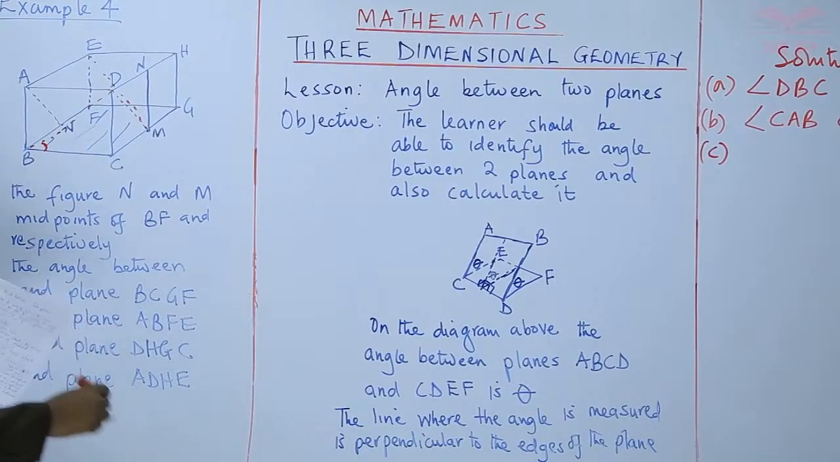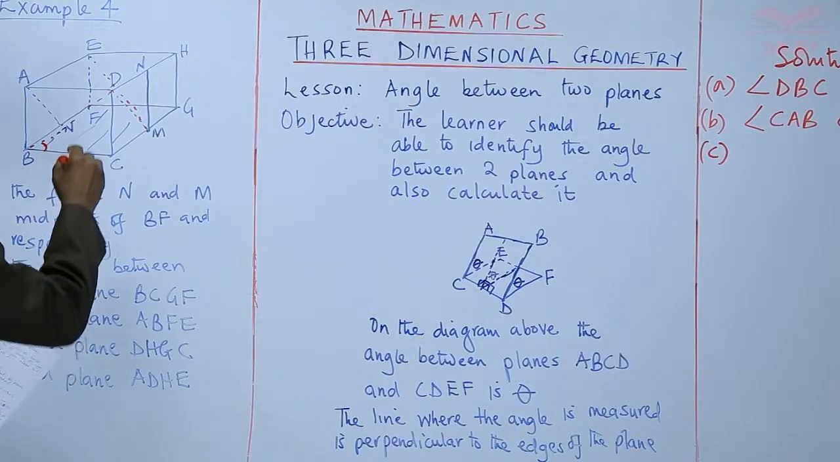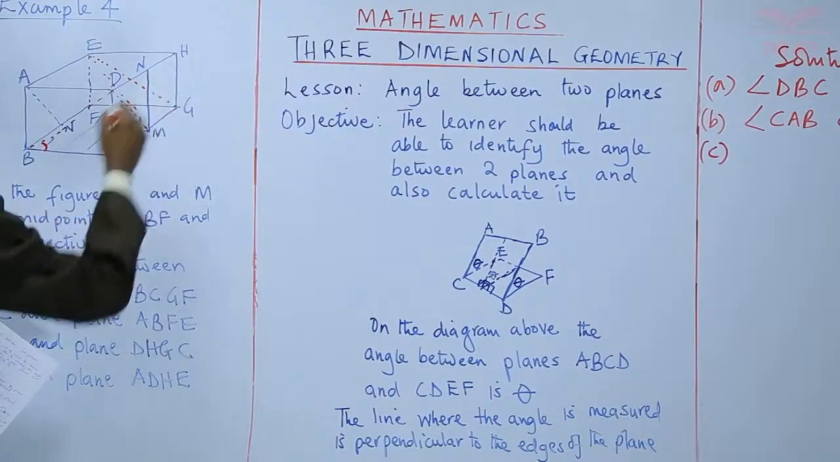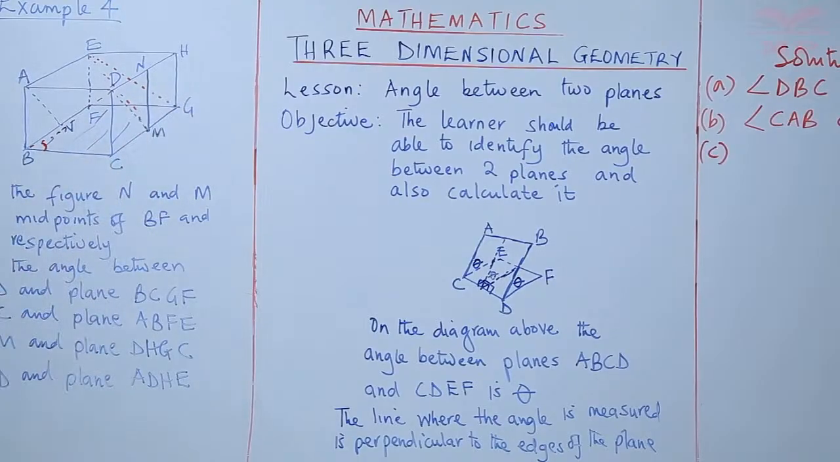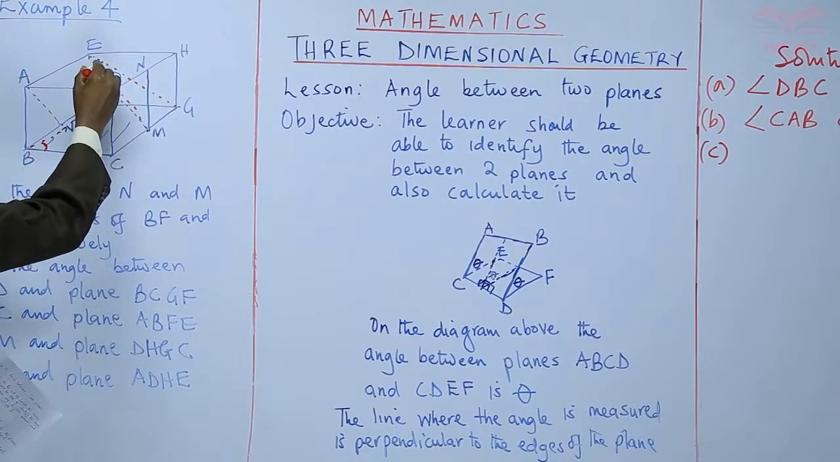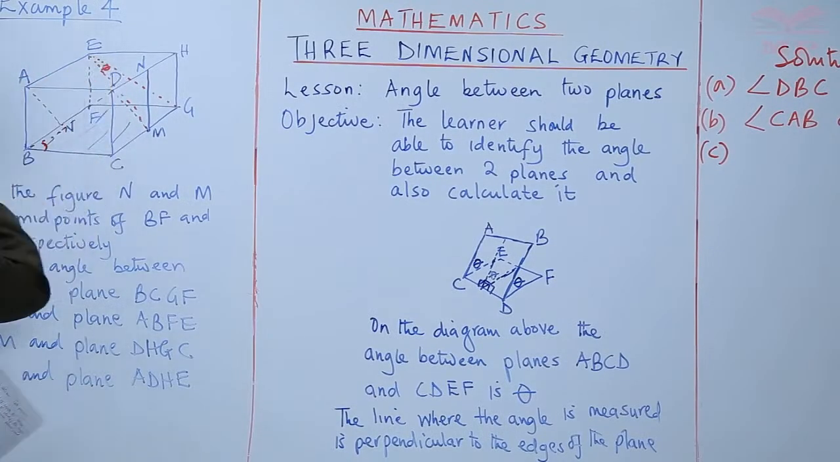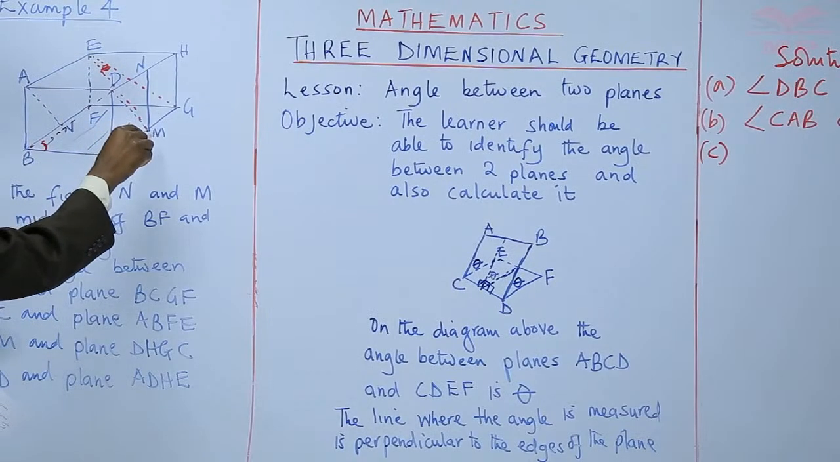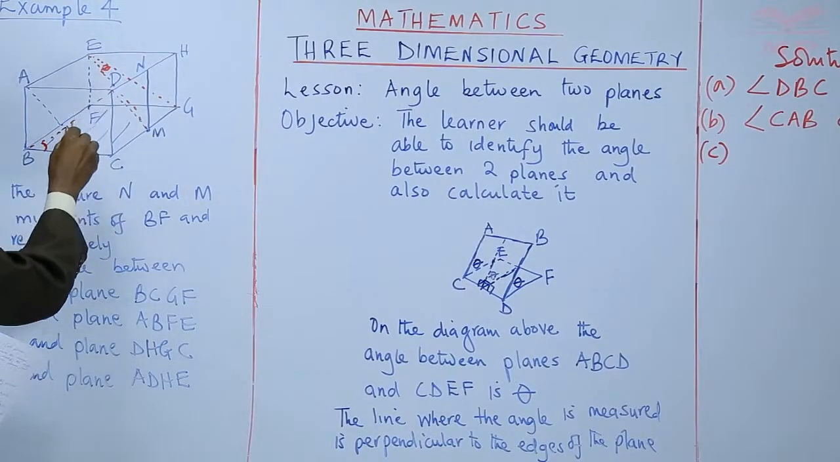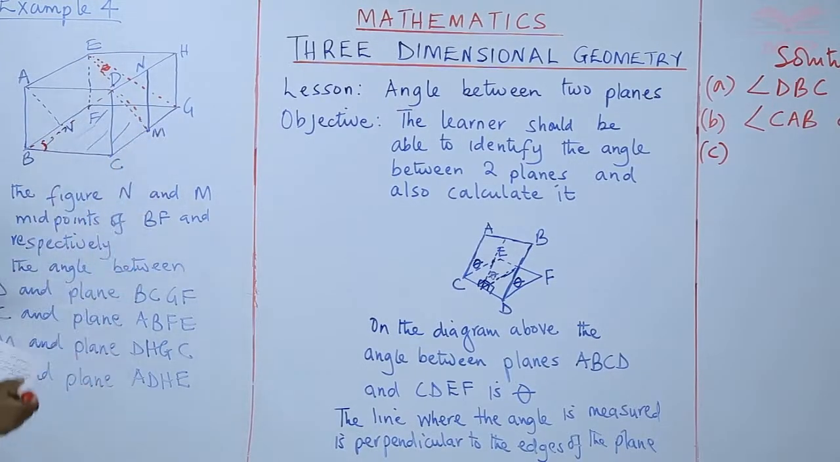So what you need to do, the way that angle is moving, you'll be forced also to slant this, because it will be at that plane. So you'll be looking at that angle. They're talking of the angle between EM and plane DHGC. So you look at angle EMG.